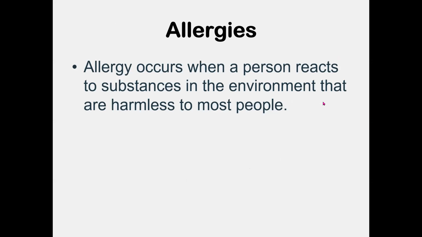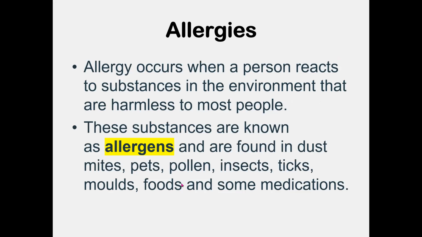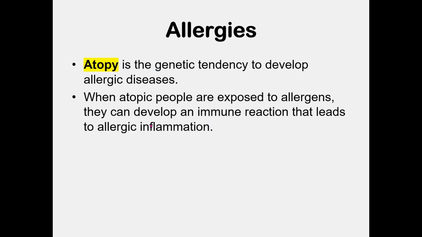We also have allergies. All sorts of things in our environment can affect us. Now, not all of us get them, and even if we do get them, we're probably fairly specific. So the things that cause an allergy reaction are called allergens, and it could be dust mites, pets, pollen, insects, ticks, mold, foods, and some medication.